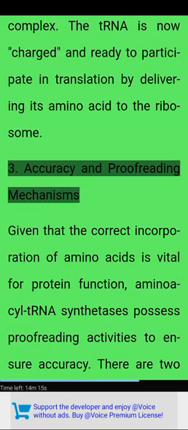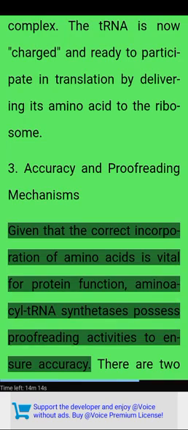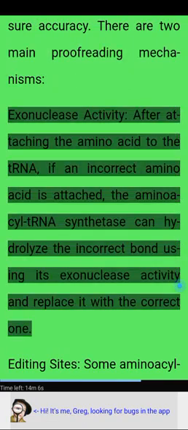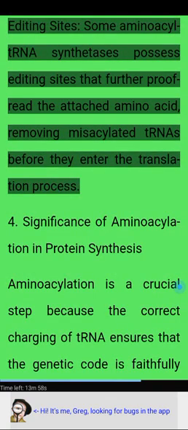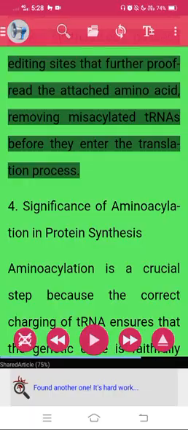3. Accuracy and proofreading mechanisms. Given that the correct incorporation of amino acids is vital for protein function, aminoacyl tRNA synthetases possess proofreading activities to ensure accuracy. There are two main proofreading mechanisms. Exonuclease activity: after attaching the amino acid to the tRNA, if an incorrect amino acid is attached, the aminoacyl tRNA synthetase can hydrolyze the incorrect bond using its exonuclease activity and replace it with the correct one. Editing sites: some aminoacyl tRNA synthetases.